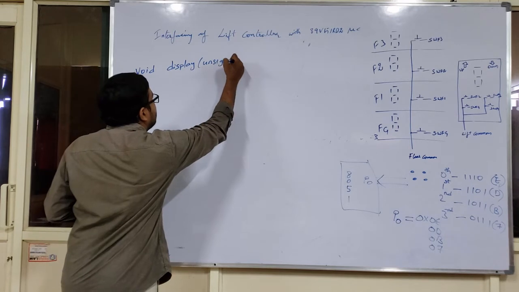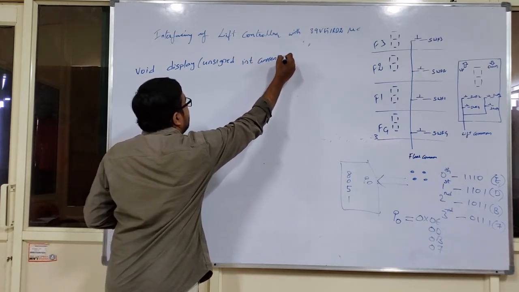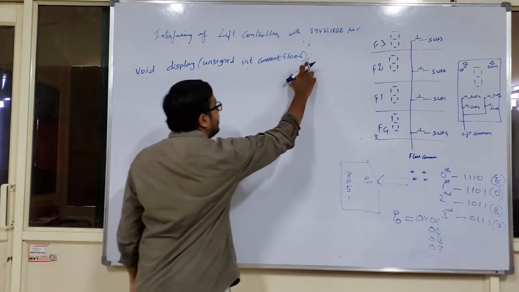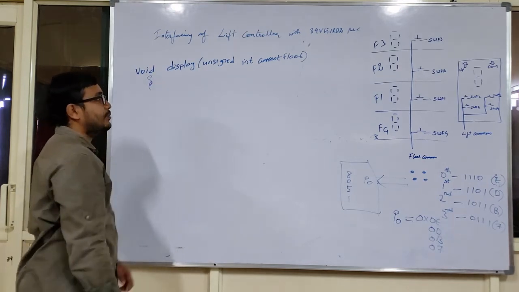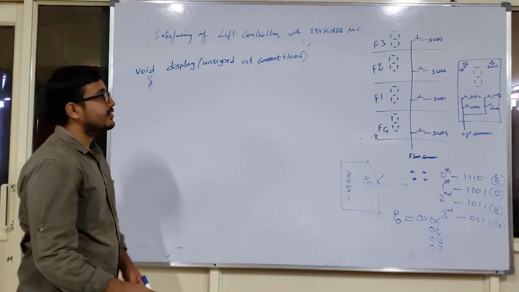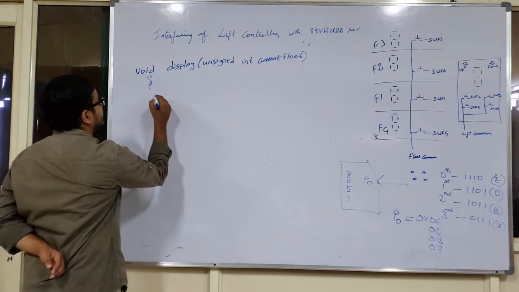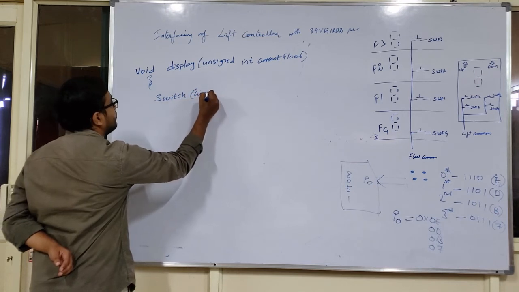unsigned int current floor. Current floor is the parameter. Here I shouldn't keep any semicolon. It is illegal. Whenever I am providing the definition, I shouldn't give the semicolon. So let me use a switch case here. Switch current floor.